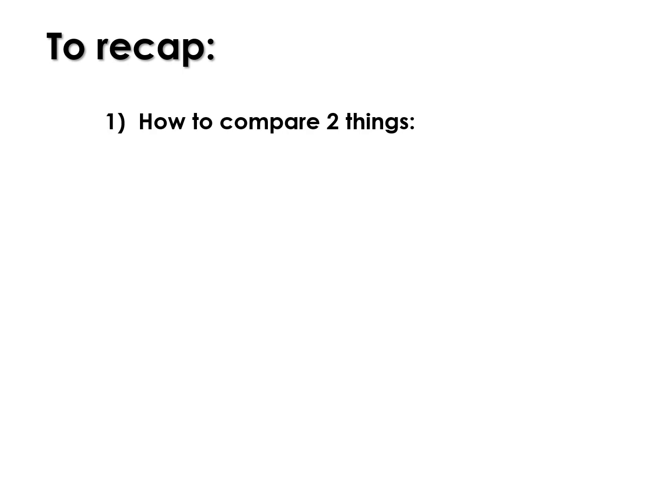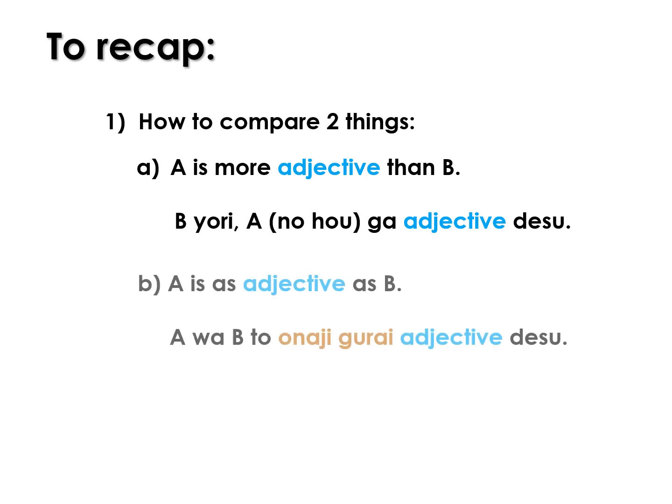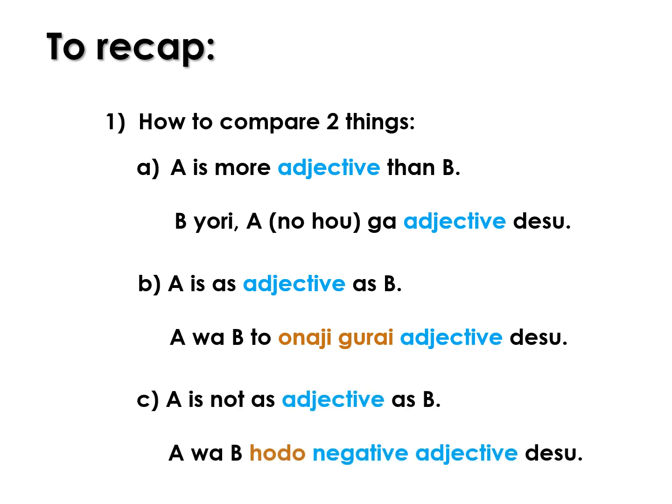To recap, in this lesson you learned how to compare two things, to say A is more 何々 than B. In Japanese, that's B より A の方が何々です。You also learned how to say A is as 何々 as B. In Japanese, you'd say A は B と同じぐらい何々です。And you also learned to say that A is not as 何々 as B. In Japanese, you'd say A は B ほど, then use the negative conjugation of the adjective and then end with desu.